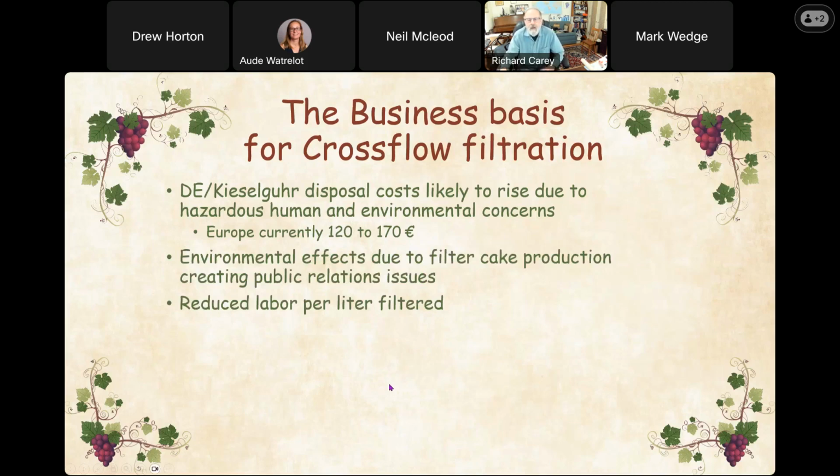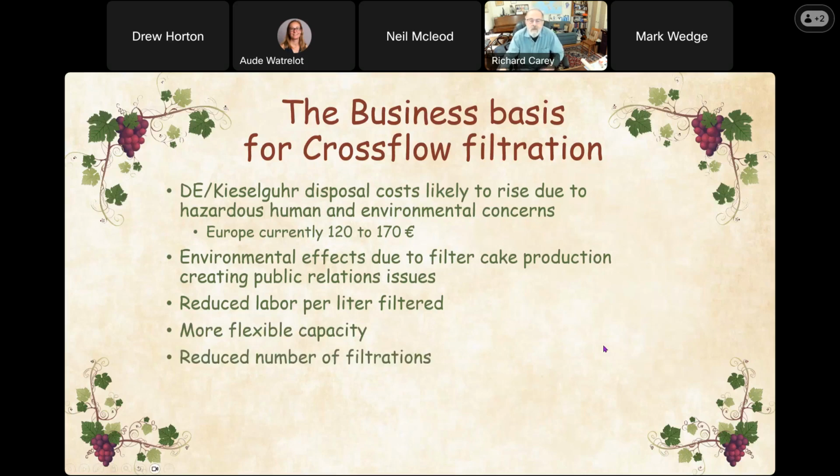Fortunately, with crossflow filtration, there is reduced labor per liter filtered, because you don't have to stand there and babysit the filter and watch it. Once it's set up, it usually operates almost unattended, as long as you have some safeties in there to let you know if something happens. It has a very flexible capacity by adding on membranes, and you can adjust it to achieve the kind of capacity that you need.